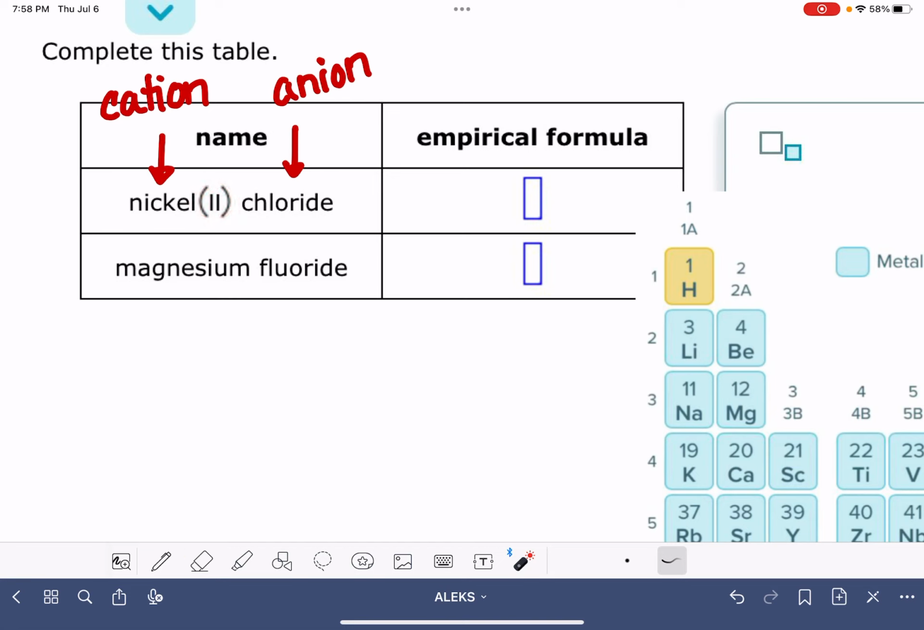If you have the name of an atom followed by a number in parentheses, it's always going to be a Roman numeral, it's not going to be like a normal number 2. If you have this notation, this in parentheses is actually telling you the charge of the ion. So we know from that Roman numeral 2 that this is the nickel 2+ ion.